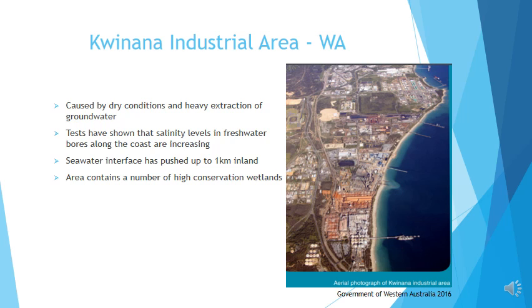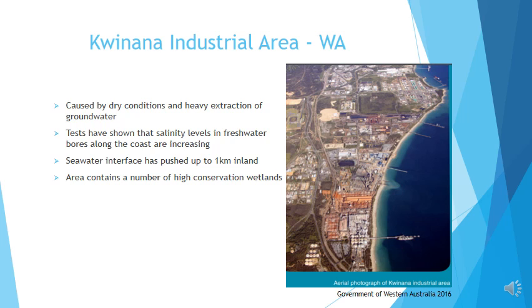Seawater intrusion is not as widespread in Australia, although it is being seen in some coastal areas. One area which has experienced this is the Kwinana industrial area in Western Australia. Due to dry conditions, there has been a gradual falling in groundwater levels, combined with heavy extraction of groundwater for industrial use. Currently, 58% of water used by industry is groundwater. Tests have shown that salinity levels in freshwater bores along the coast are increasing, and in some areas, the seawater interface has pushed up to 1 kilometre inland.